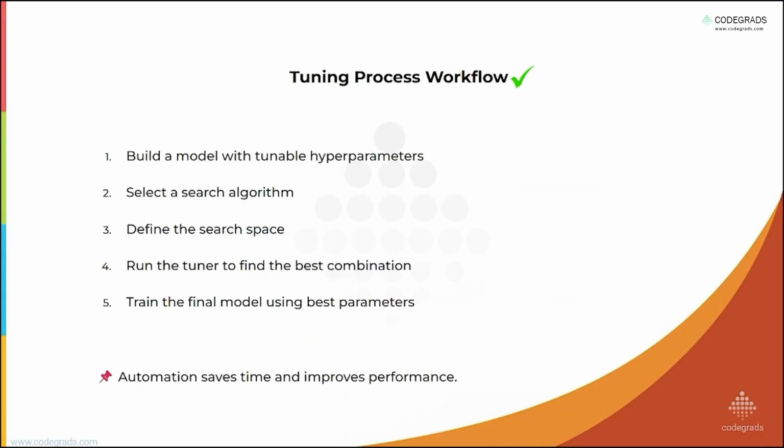Now, the tuning process workflow. We build a model with tunable hyperparameters. We select the search algorithm. These are the steps. We define the search space. We run the tuner to find the best combination and train the final model using the best parameters. We generally get the best parameters for our model, and then we input these best values into our model building, and then we get a model for our specific personalized use case. Automation saves time and improves performance. So using this tuning process workflow, we can save time and improve our performance.